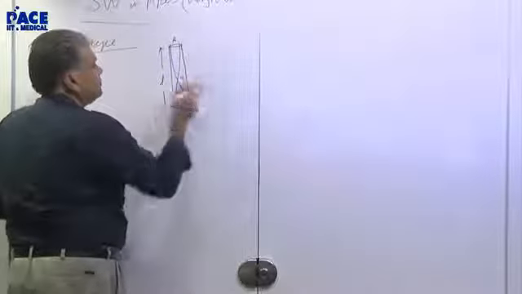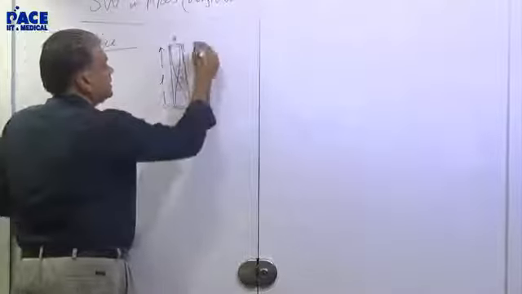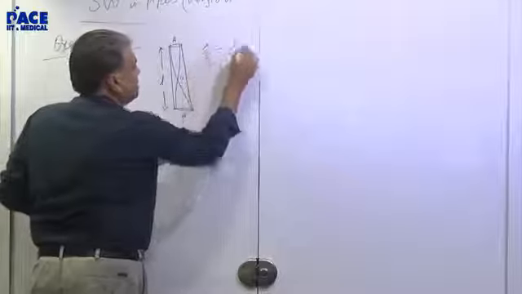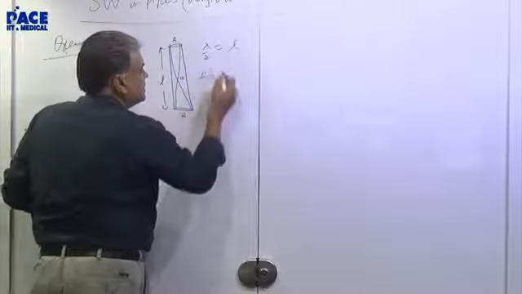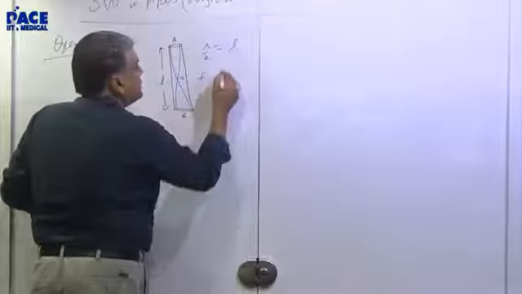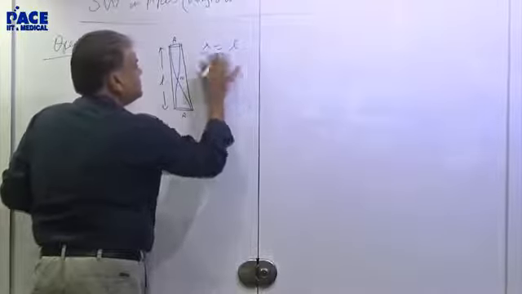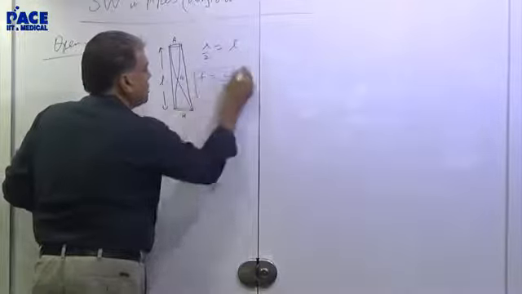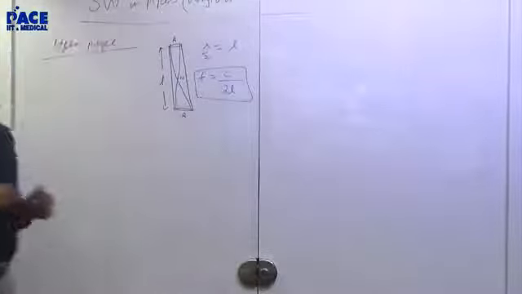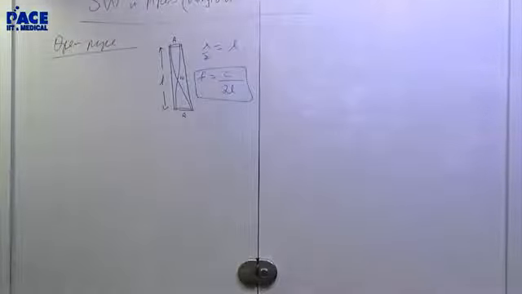So what is the fundamental frequency? Antinode, antinode. The gap is lambda by 2. Lambda by 2 will be equal to L. Therefore frequency is C by lambda, so that is C by 2L. That's all. This is the fundamental frequency of the open pipe.